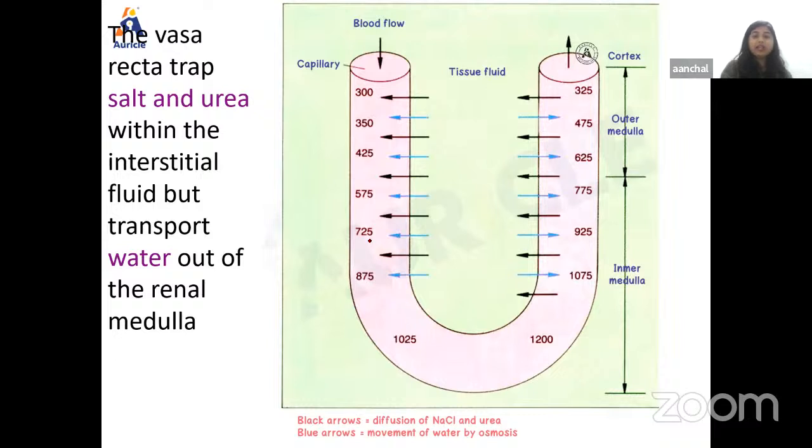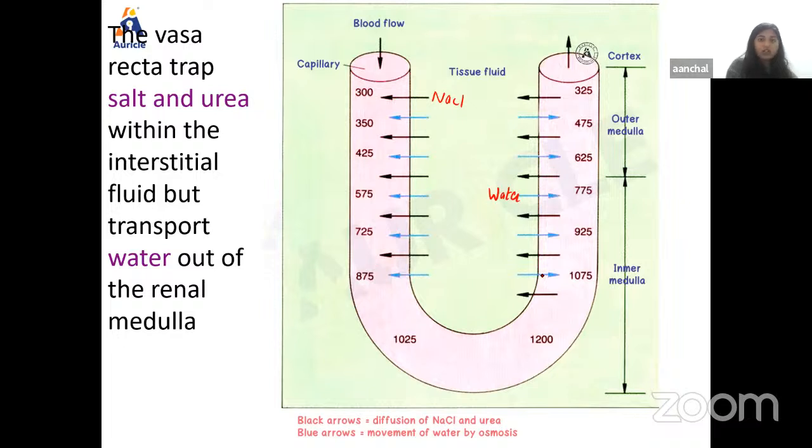Now, in the diagram, I would like to tell all the students that the black arrow represents the diffusion of NaCl, salts, and this blue arrow indicates the movement of water. Okay, fine. So now here the vasa recta functions as a countercurrent exchanger. It is responsible for the maintenance of the medullary gradient, which is developed by the countercurrent mechanism that we have already discussed.